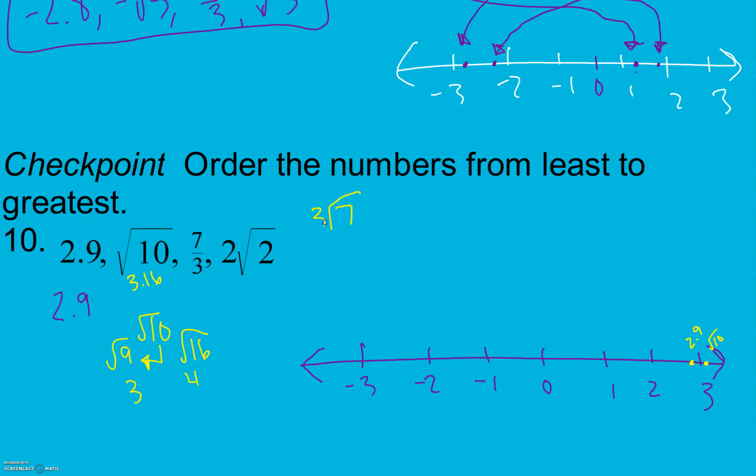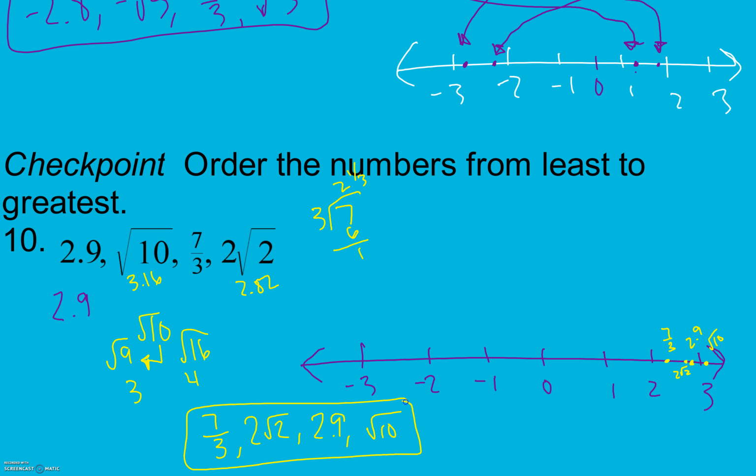7/3, 7 divided by 3 is 2, with 1 as our remainder, so 2 1/3. So a little bit past 2. And 2 square roots of 2 is 2.82. Right here. So from least to greatest, we have 7/3, then 2 square roots of 2, then 2.9, and then the square root of 10.